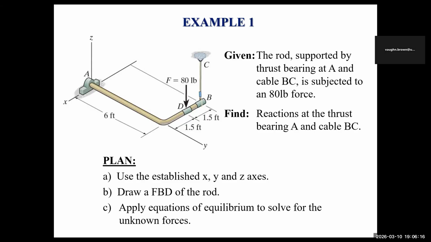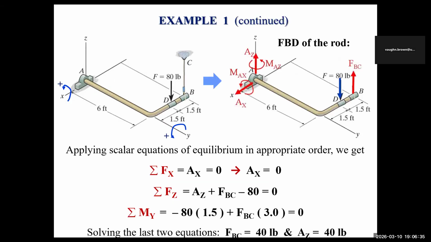At A, and a cable at where now? BC is supported with an 80-pound force. We need the reaction at the truss bearing A and the cable B. Let's look at all the reactions now. Use the established X and Y plane, free body diagram, and equilibrium equations. I will jump on and look at it.